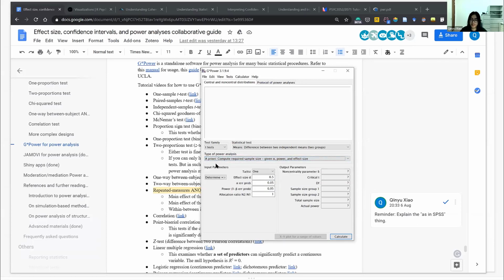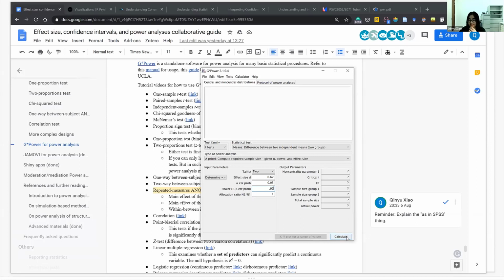For our purpose, we will use this a priori power analysis. We'll have to use a two-tailed test, our target effect size is 0.62, and we want to aim at 0.95 power. We want equal sample sizes. Here the allocation ratio N2 over N1 simply means the relative sample size between the two groups.